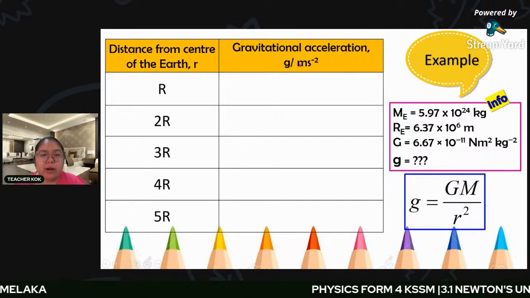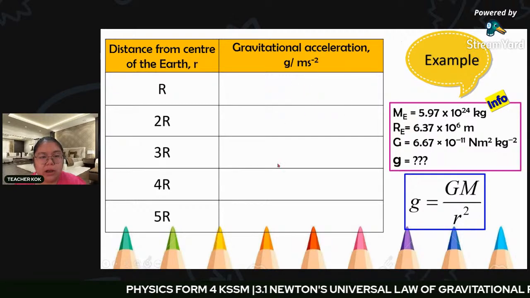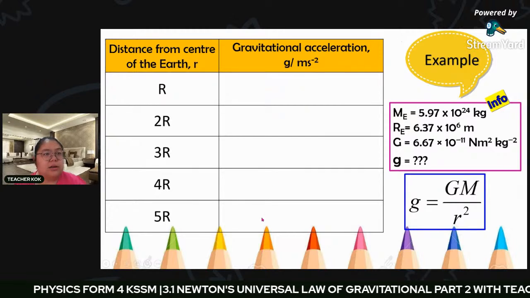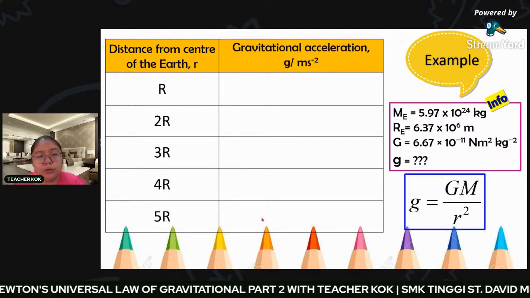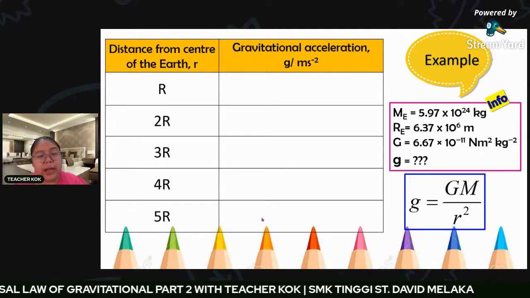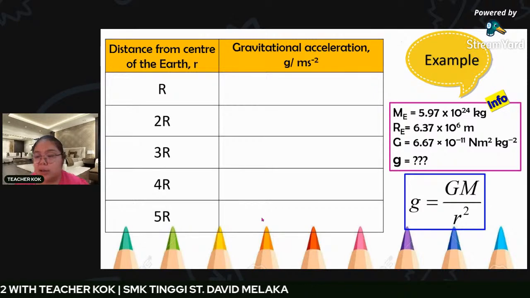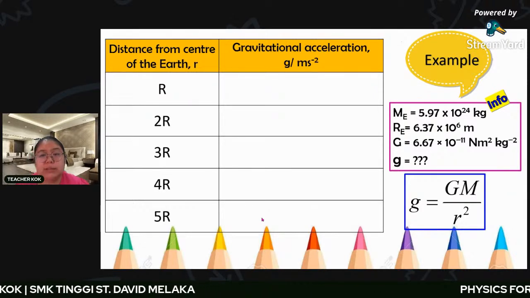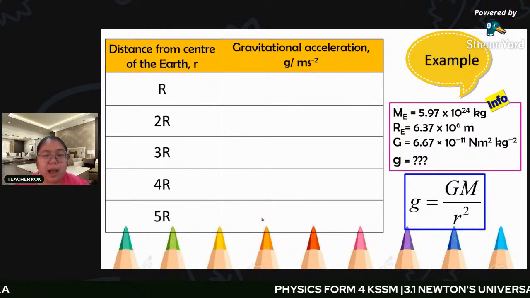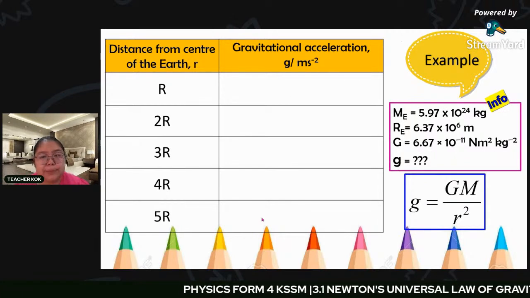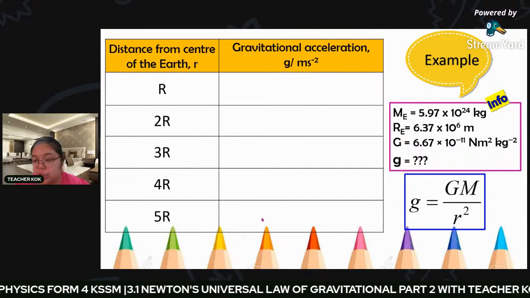So for the first one, can you give me the answer for R? Then 2R, 3R, 4R, and 5R. You give me the first. When you know how to do number 1, then you know how to do numbers 2, 3, until 5. Students, just give one of the answers and write it there. How to press your calculator is important, you need to train, because the value is too large.